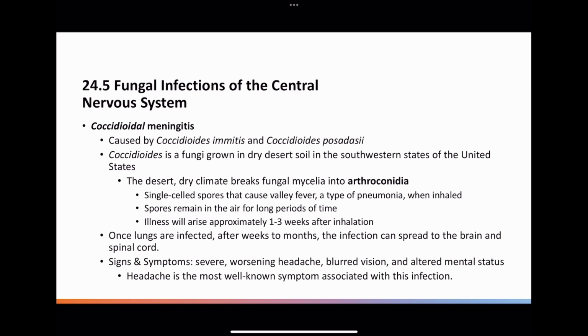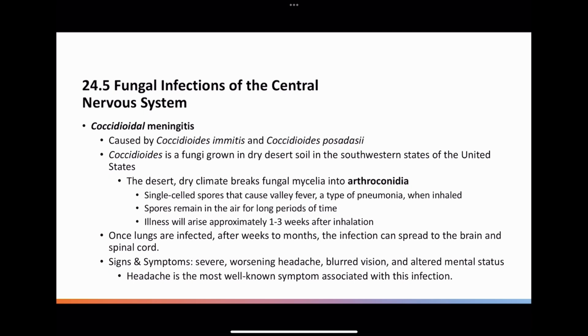These spores can remain in the air for long periods of time, and the illness can arise approximately 1 to 3 weeks after they are inhaled. Once the lungs are infected, which can be after weeks to months, the infection can spread to the brain and to the spinal cord.